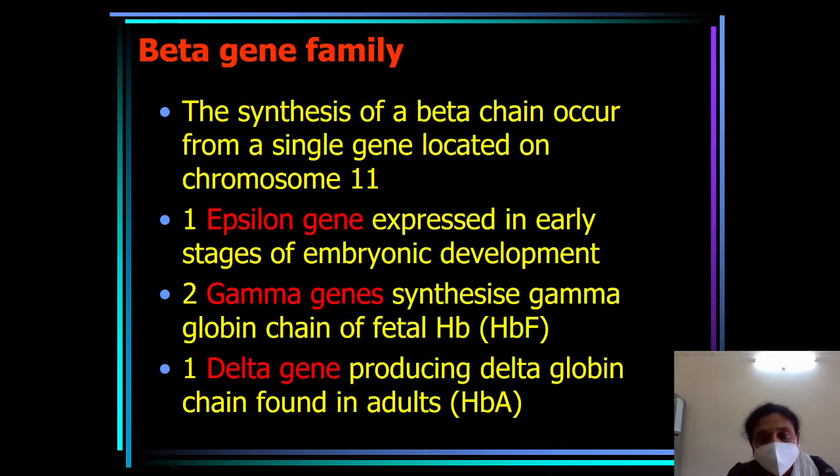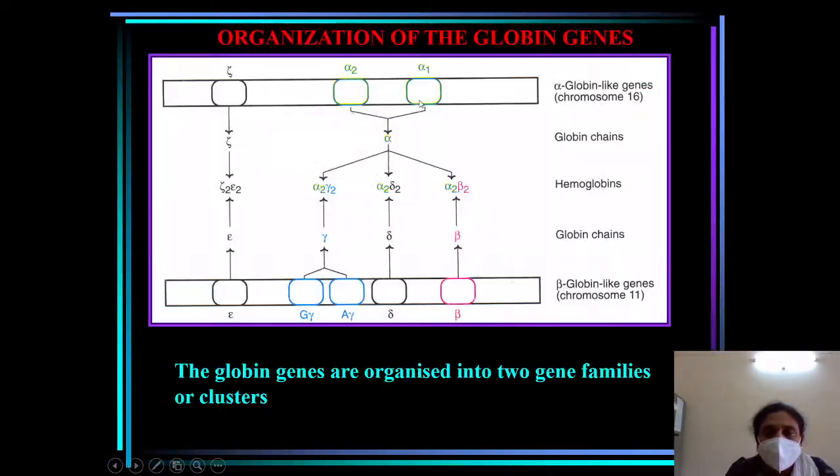The genes which can synthesize gamma globin are located on chromosome number 11. And even the epsilon gene, which is seen in embryonic development, is also located on the beta gene family. Now here, this is the organization of the globin genes, alpha and beta. This is chromosome number 11 and 16.